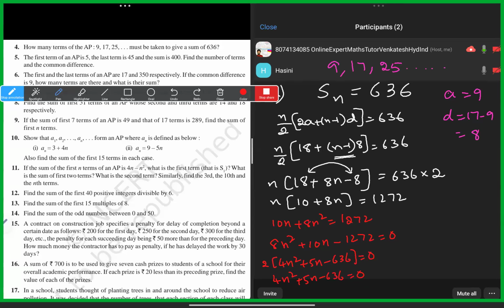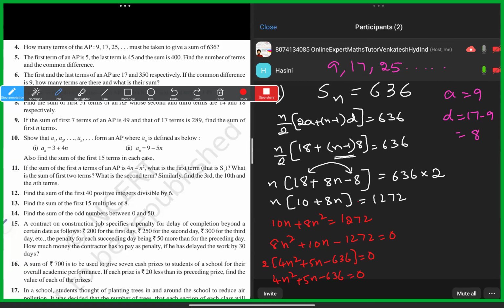2 9s are 18 plus n minus 1 into 8. 18 plus 8n minus 8 is equal to 636 into 2, 1272. 18 minus 8 is 10, 10 plus 8n is equal to 1272. 10n plus 8n square, 12, correct, right? Everything is correct.